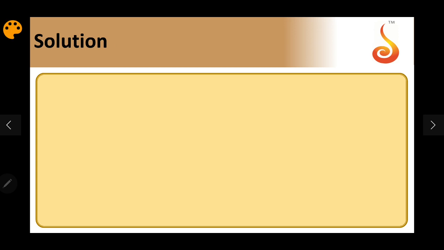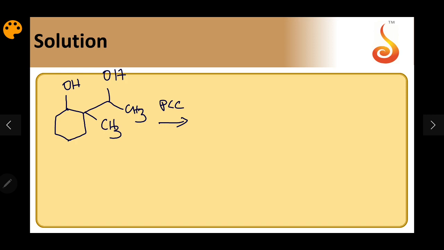So the given sequence is, we have a cyclohexane ring, and you have one alcoholic group here. Then on the second side chain you have one more OH and CH3, and one CH3 is here. This is the compound given to us. So the first step is PCC excess. So both the alcoholic groups convert into the corresponding ketones. So you get a ketone here, this CH3 will remain as it is, and this becomes COCH3.